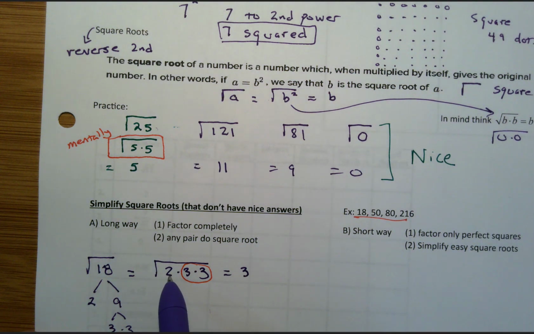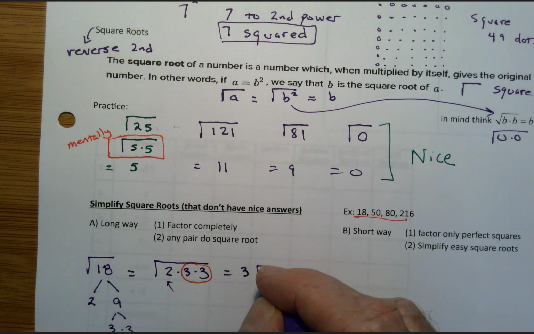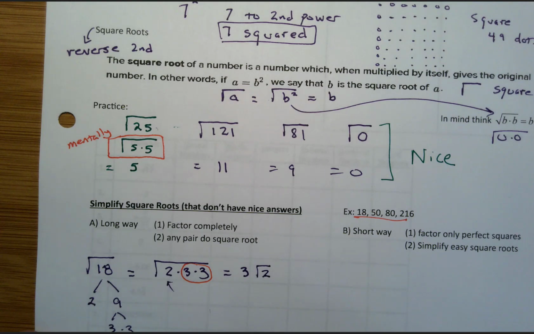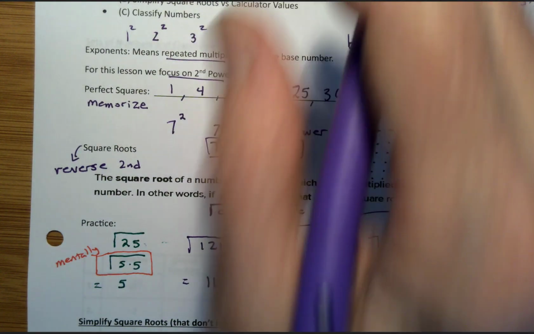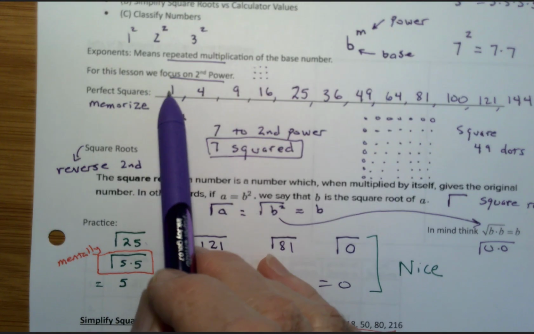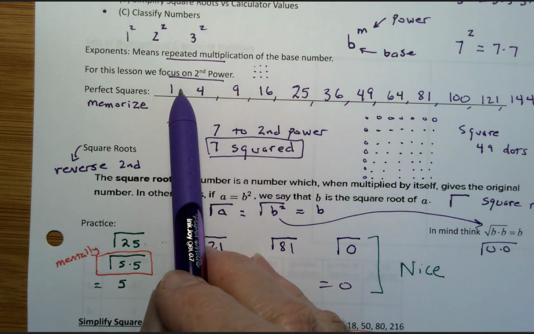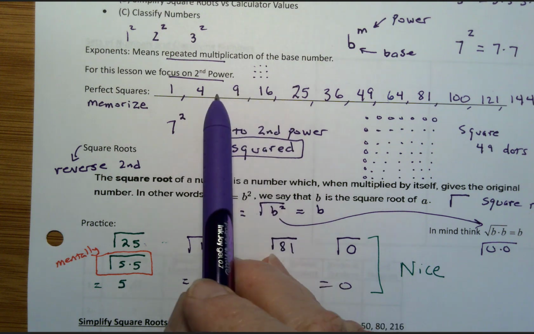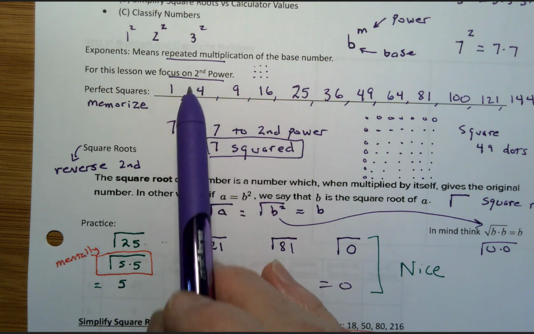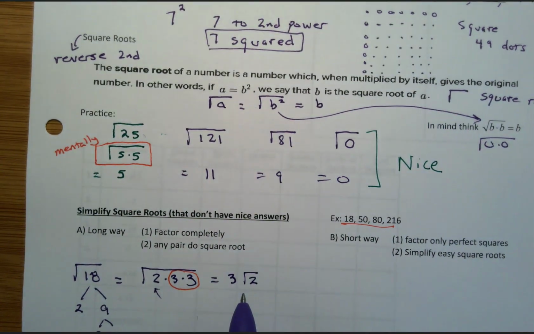But this guy is left. And the square root of 2 is not a nice square root. It doesn't have an easy answer. 2 is not one of the perfect square numbers. I don't have 2 up here. I can do the square root of these numbers, but I can't do the square root of any of the numbers in between. Like between 1 and 4 is 2. The square root of 2 doesn't have a nice answer.